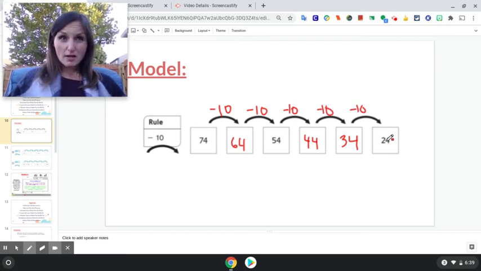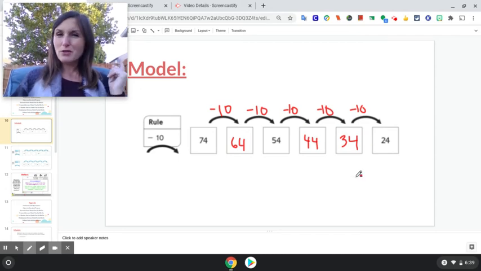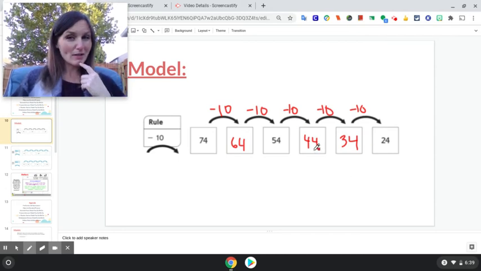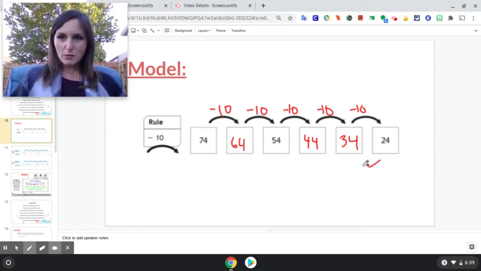Now, how could I check my work? Maybe it's not tens. Maybe you're working on one that's not tens. How could you check, since this is subtracting? Sometimes subtracting can be more difficult. What did we learn that we could do? Yeah, we can go backwards. So we can do the opposite this way. And since we were subtracting, what's the opposite of subtracting? Adding. So I can do the opposite here.